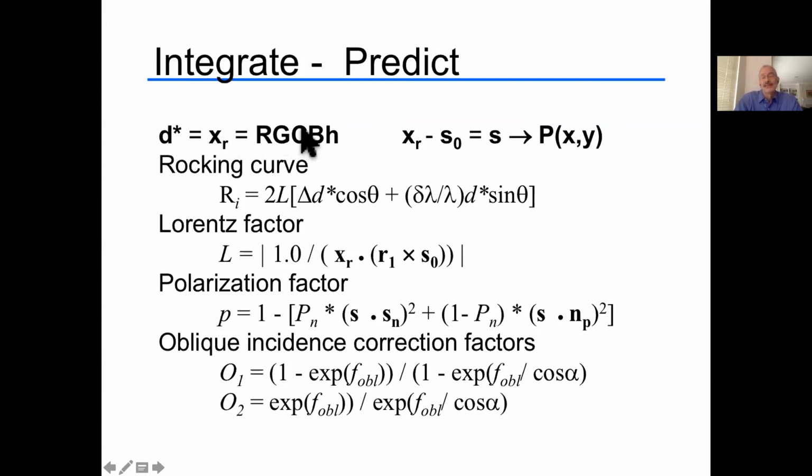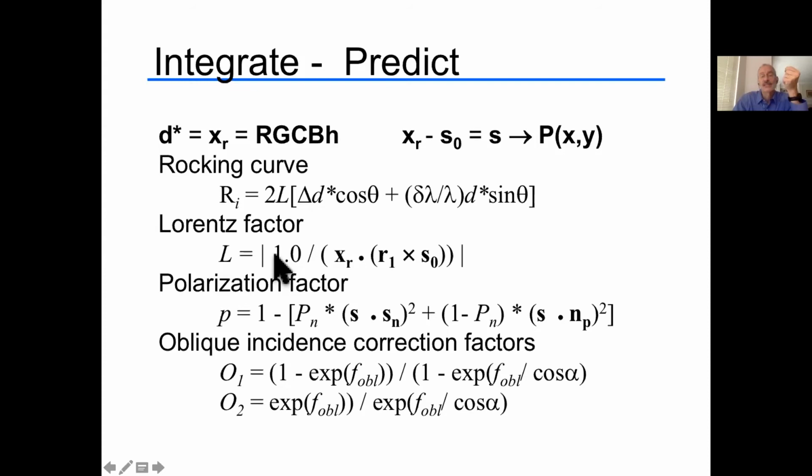Prediction is running this equation again. We can give an HKL, calculate what D star is, or the reciprocal lattice vector, subtract S naught from it, and then do the conversion. Other things that come out of this are that we can calculate the mosaicity, the rocking curve.